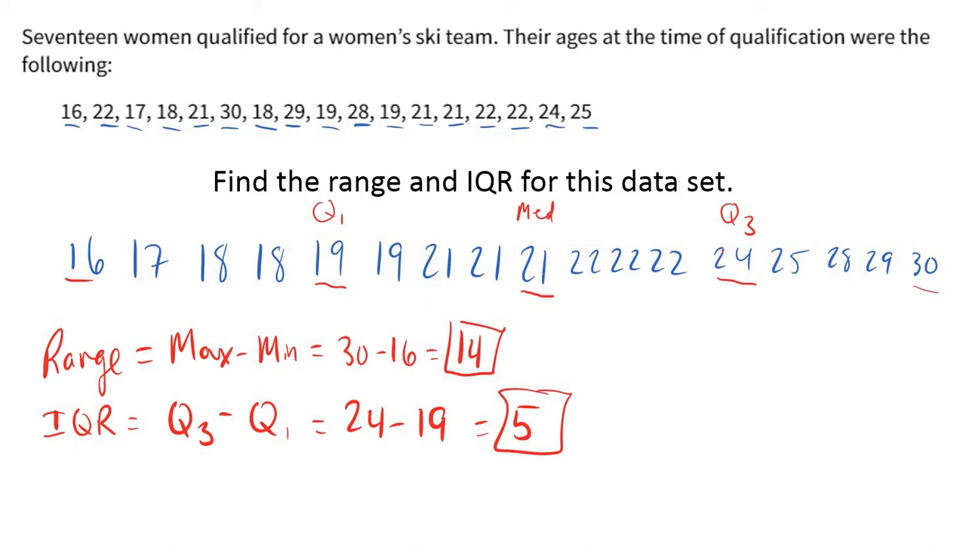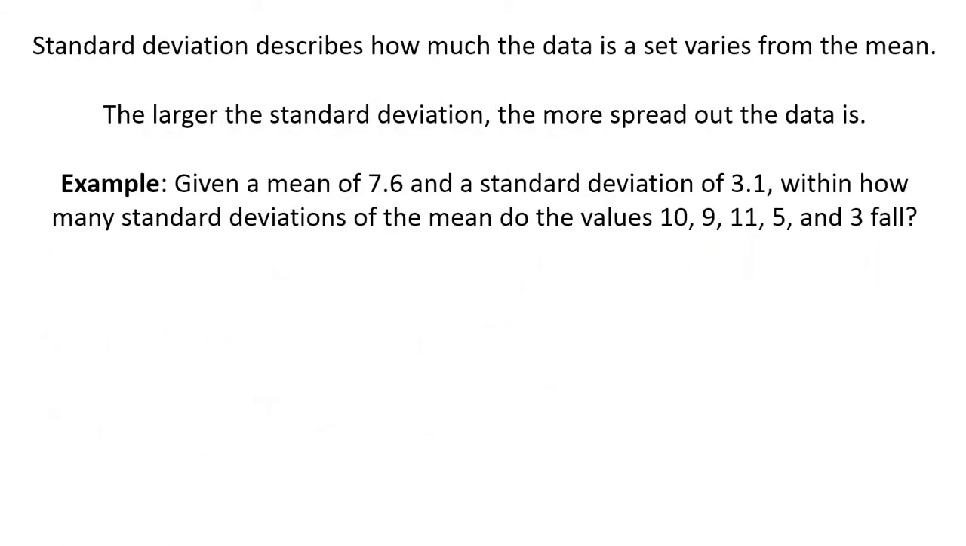Now, IQR. Well, you need Q3, you need Q1. That's why I put them in order. I found the median, and then I found the middle of the lower half of data, and that was 19 here. Now this was an odd number, and so I left the 21 here and found out of these 9 numbers, what's the middle number? And then same thing here for the top half. So I got my Q3, Q1, and then I just subtract them, 24 minus 19, and that's how you find IQR. Not too bad.